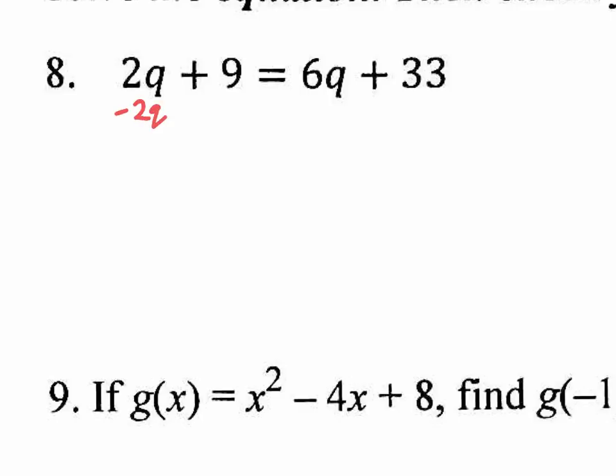If you subtract 2Q, that'll be 0, and if you subtract 2Q over here, it won't be 0, it's going to be 4Q.